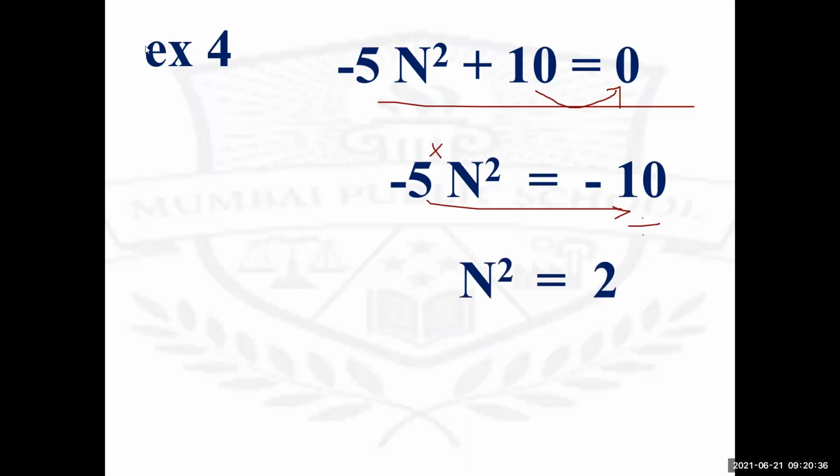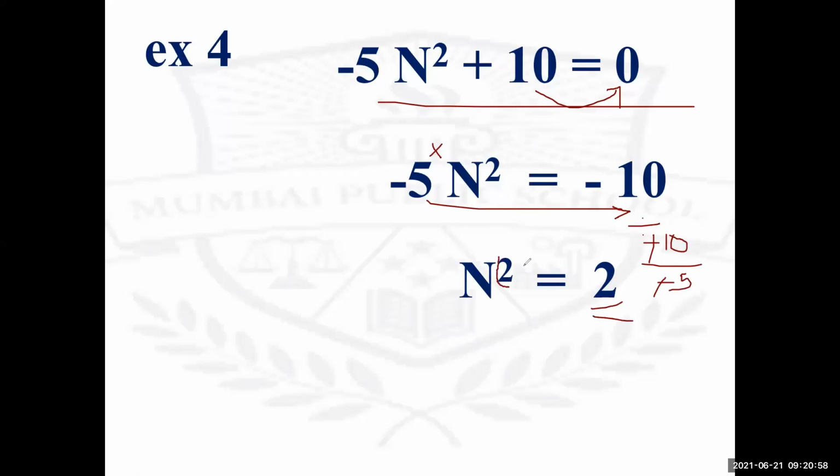Now here, check. Minus 10 is already there, and minus 5 goes to the other side, so divided by minus 5. So minus minus gets cancelled off. 10 upon 5 is what? 2. Now this is the value of n square.